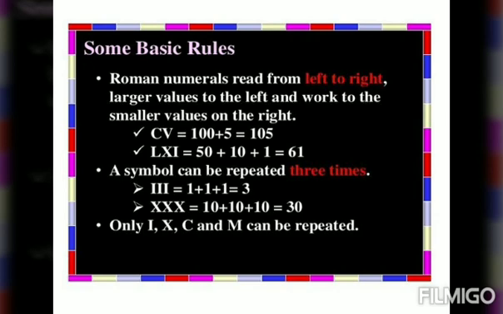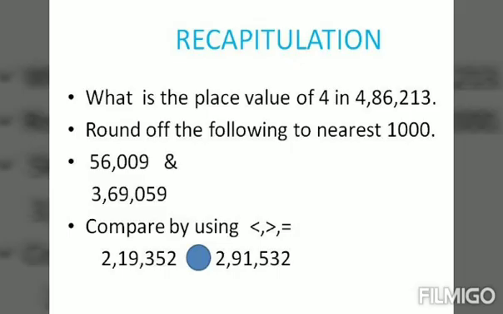Next, a symbol can be repeated up to 3 times. It should not repeat more than 3 times. For example, III is 1 plus 1 plus 1, which is 3. XXX is 10 plus 10 plus 10, which is 30. Only I, X, C and M can be repeated. Other than that, they should not repeat. See children, 0 is not included in the Roman number system. Keep it in mind.